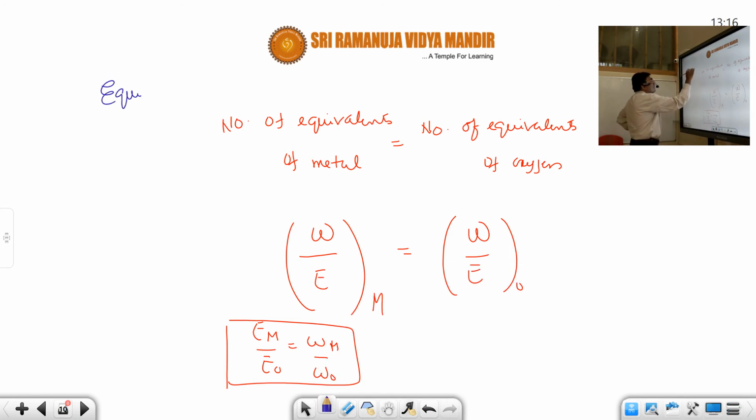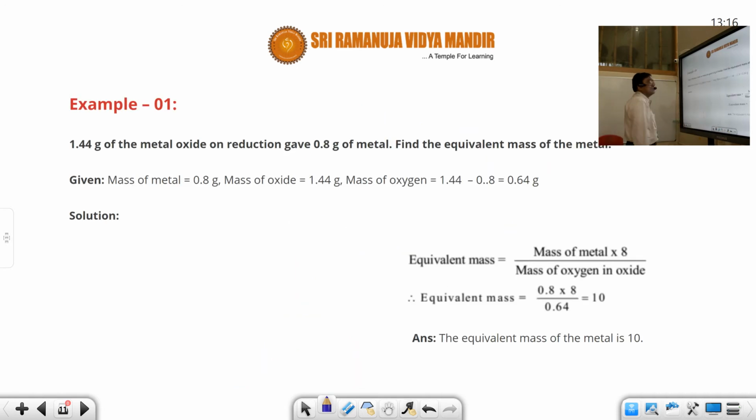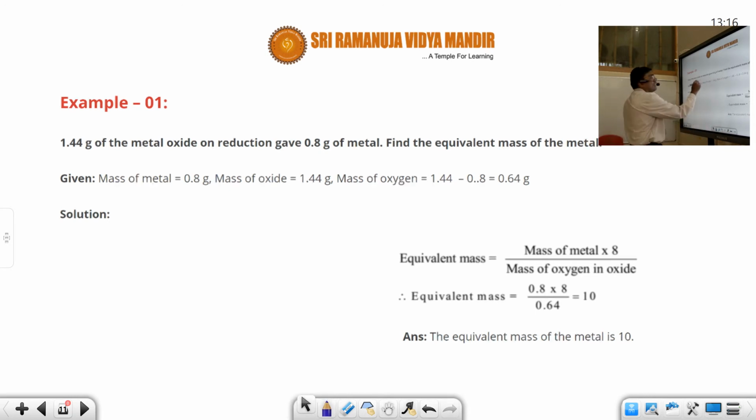This equivalent concept is very, very important. So I hope you understood how the formula is derived. Now let us move forward to solve some questions. Let us see the first question.